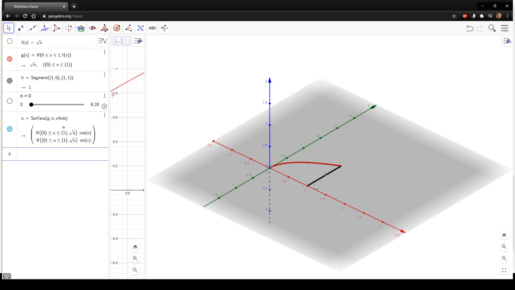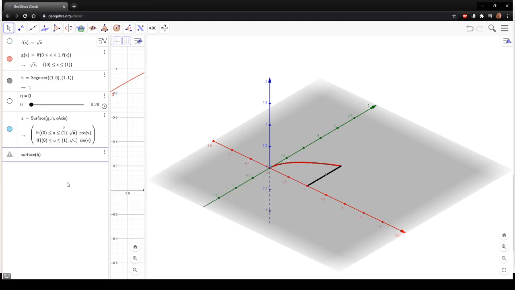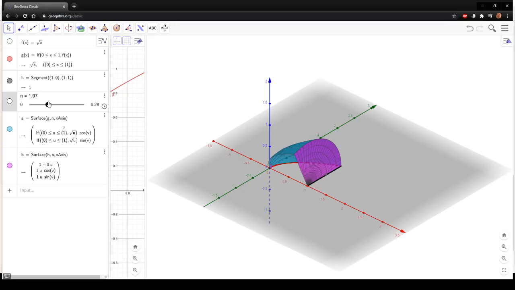And let's do the same thing for this line segment. GeoGebra is calling that line segment H. So Surface: rotate H through 2π radians about the x-axis. Now watch what happens when I increment the angle. Right now it's at 0, so it hasn't rotated at all. But as I increment the angle, you will see that it starts rotating the region.